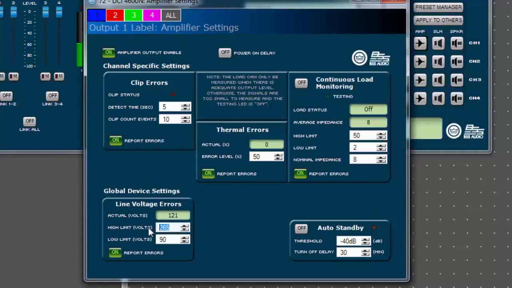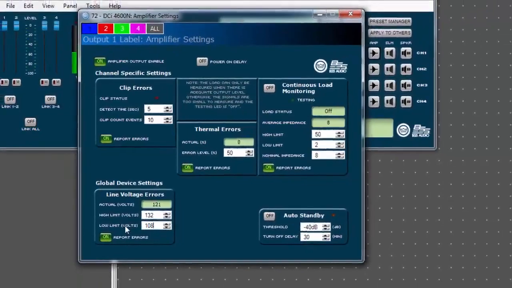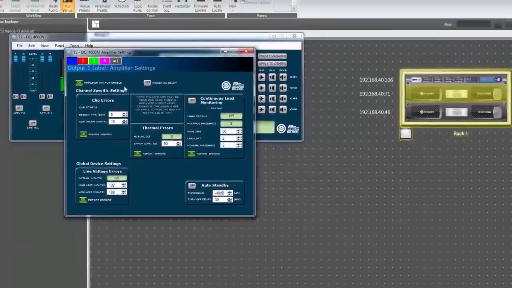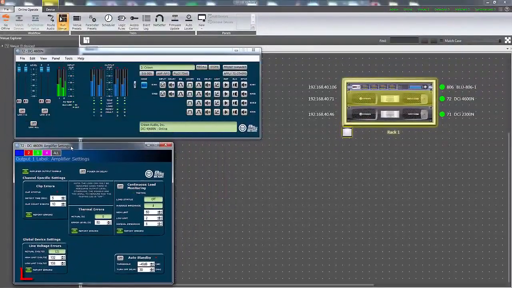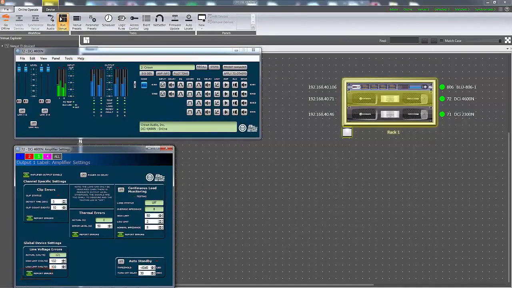In this example, the amplifier is running off a nominal 120 volts AC line, and the amplifier will report an error when the voltage goes below 108 and above 132 volts, or plus and minus 10% of nominal. When the Report Errors button is in the on state, the amplifier will send a notification to the event log when either the upper or lower limits are exceeded.